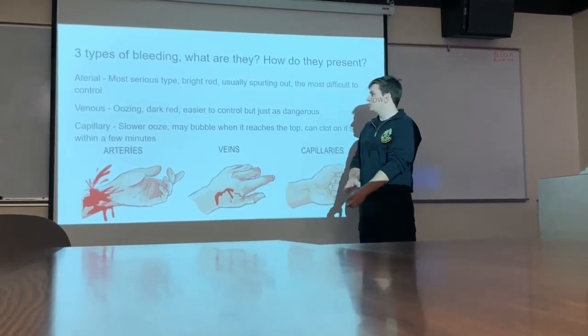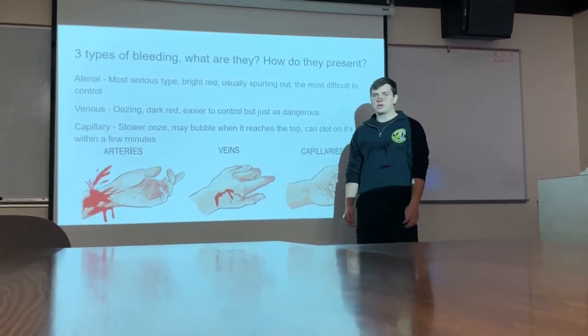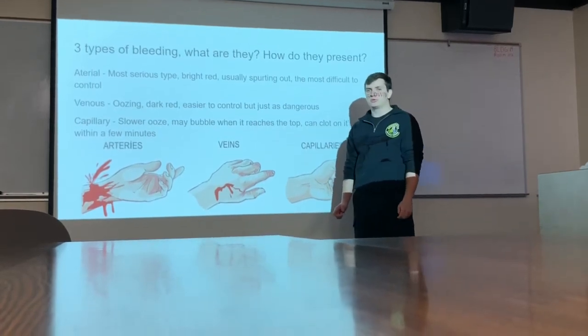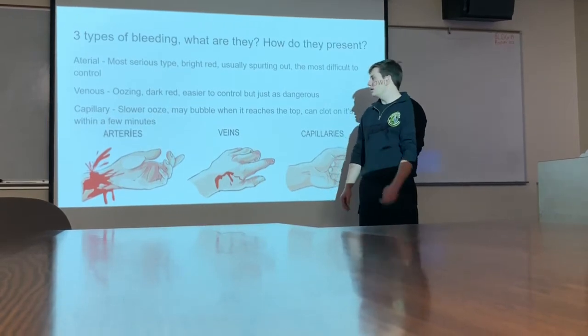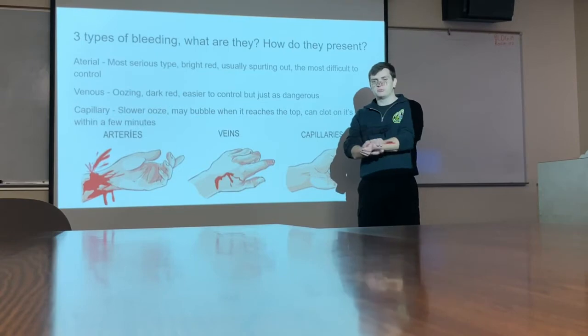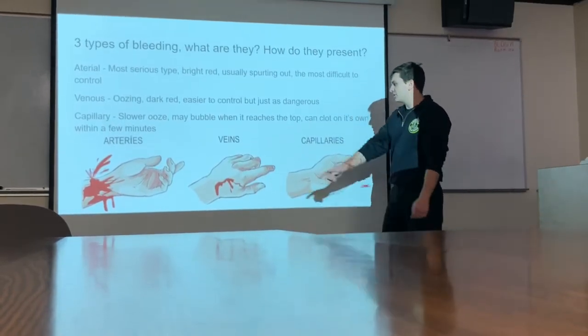Venous bleeding is oozing and dark red. It's easier to control, but it can lead to shock as well, so it could be just as dangerous. And then capillary bleeding, which is your less serious one. It's a slow ooze, and it can also clot by itself within a few minutes by just holding direct pressure on it. So here are some illustrations.